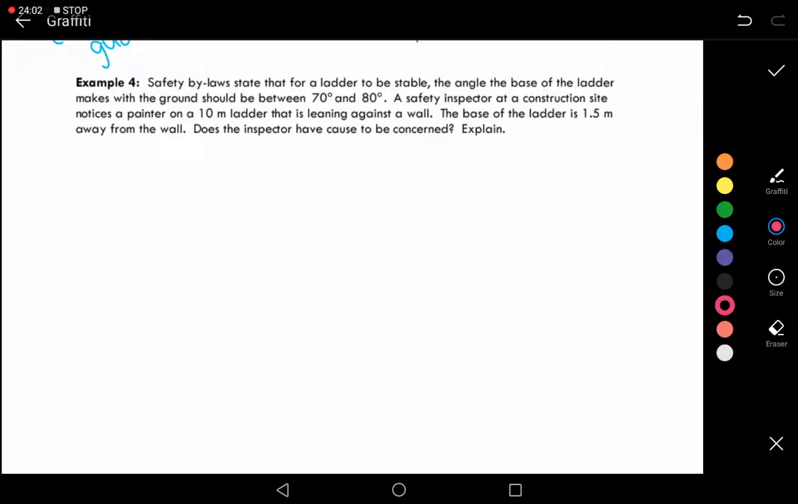So for this one, we are looking at an angle, right? Because it's telling us the angle that this ladder makes with the ground should be between 70 degrees and 80 degrees. Okay, it's not asking us to determine a height or a side length or anything like that, so we know it has to be an angle. Okay, our second thing to do is to draw a diagram of this.